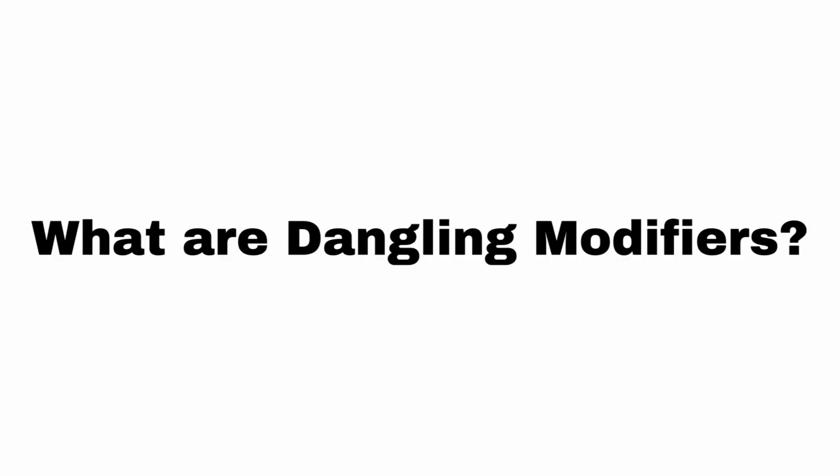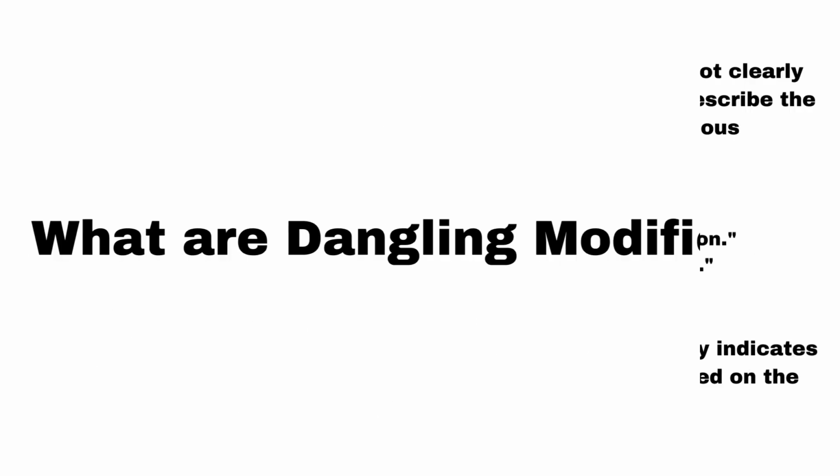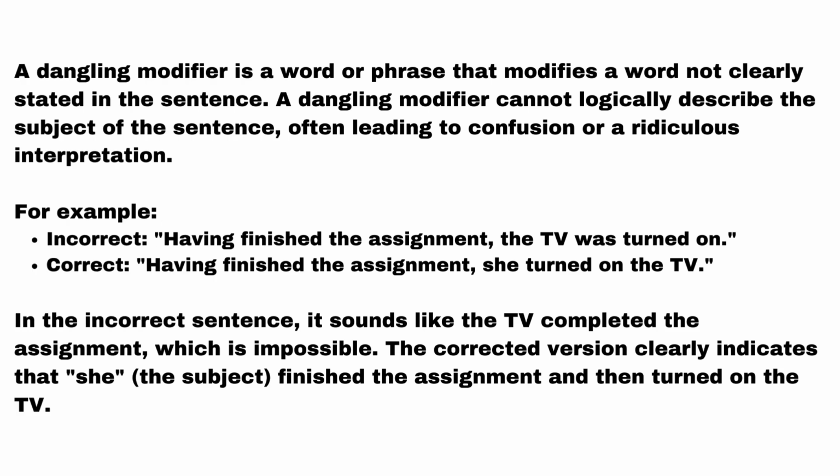What are dangling modifiers? A dangling modifier is a word or phrase that modifies a word not clearly stated in the sentence. A dangling modifier cannot logically describe the subject of the sentence, often leading to confusion or a ridiculous interpretation.